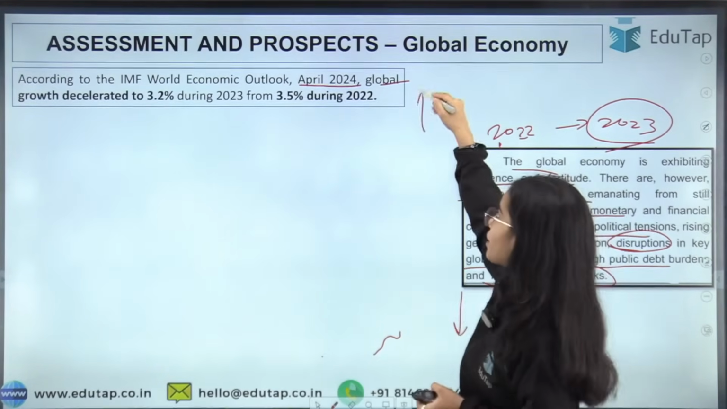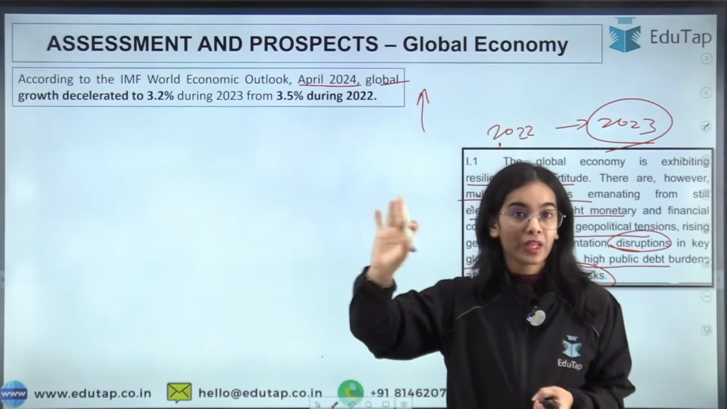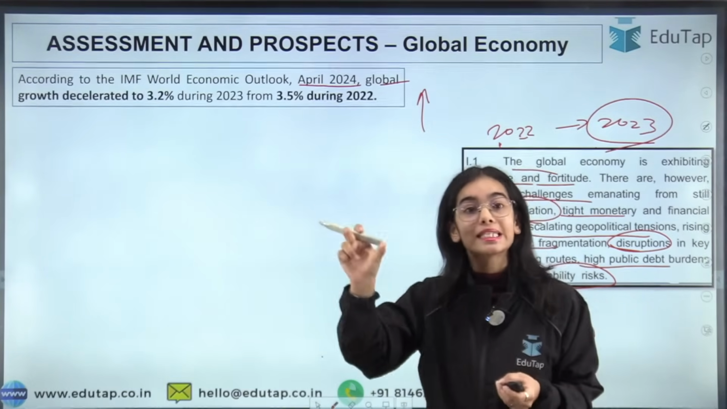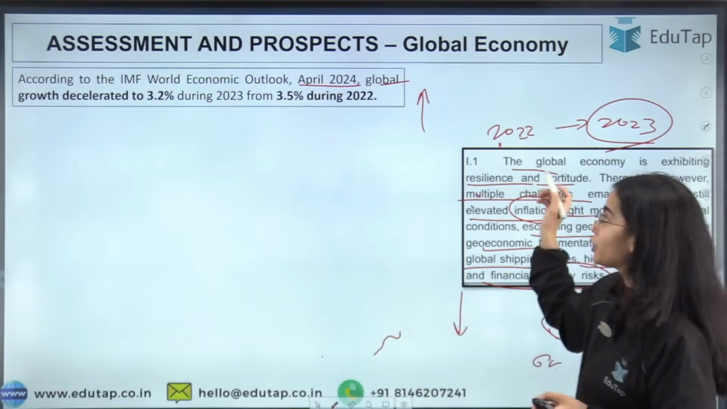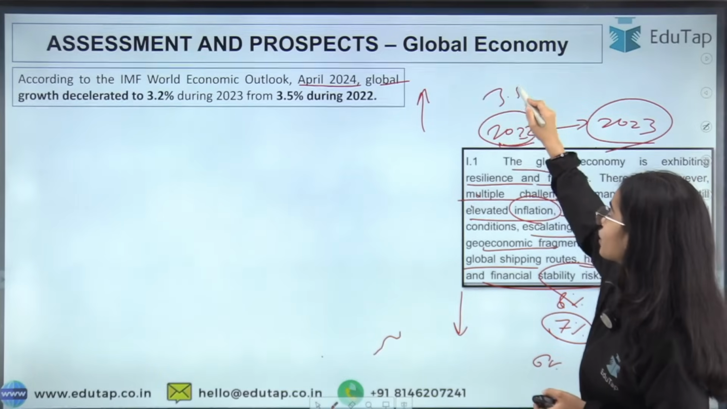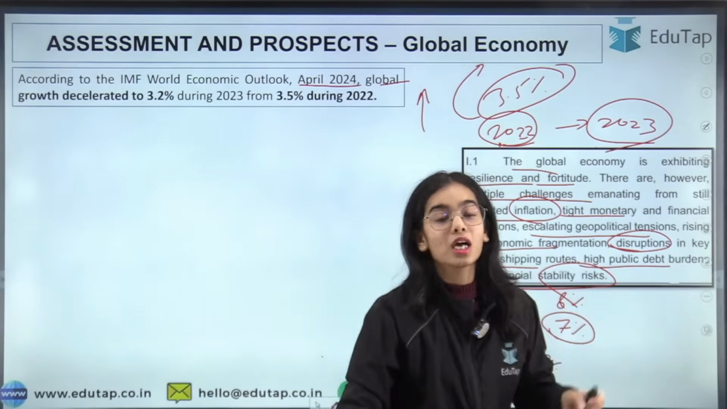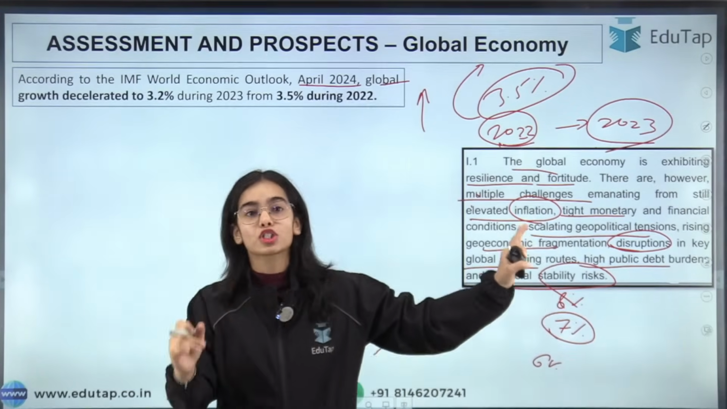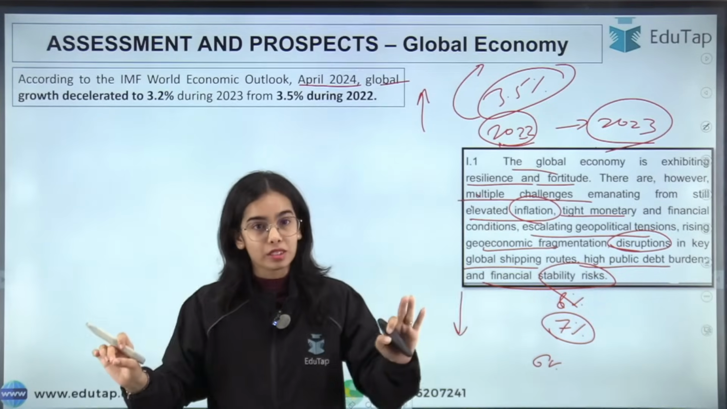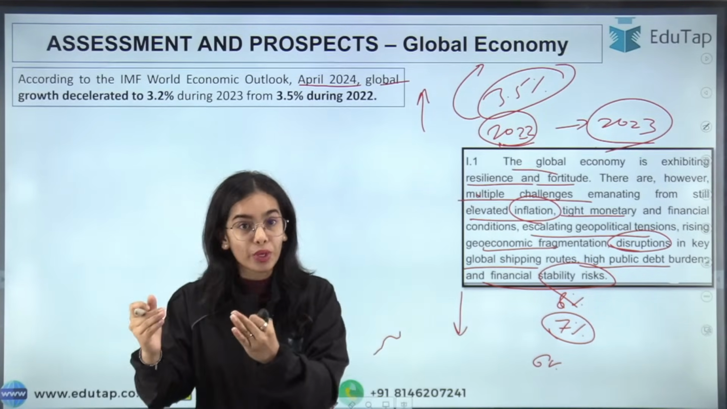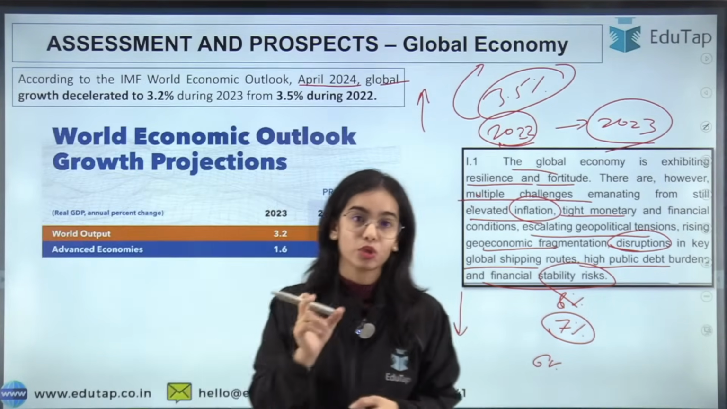That means growth is happening. Global growth is happening, that is correct. But the growth is lesser than the previous year. In 2022, the global economy was growing at 3.5%. But in 2023, the global economy grew by 3.2%. So the global economy is growing, but at a lesser percentage. So that is the problem.